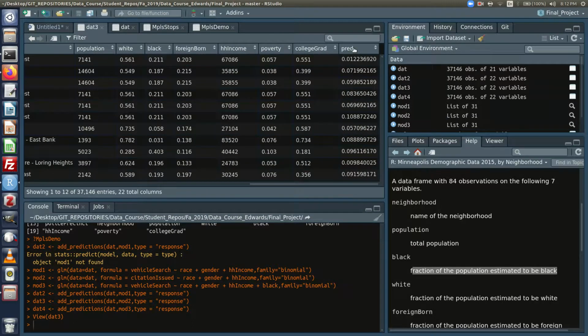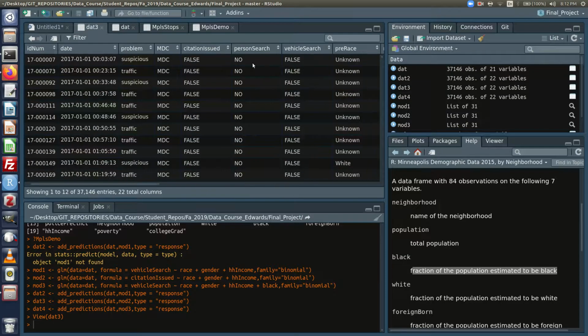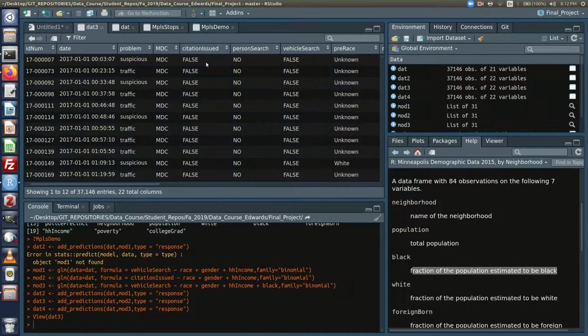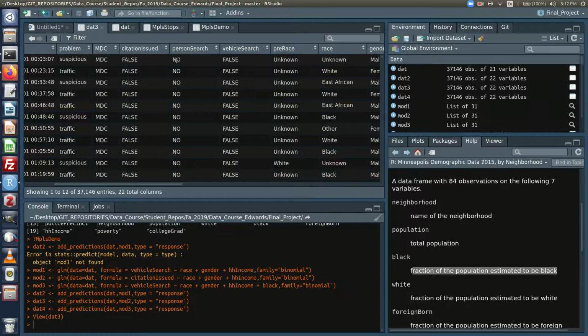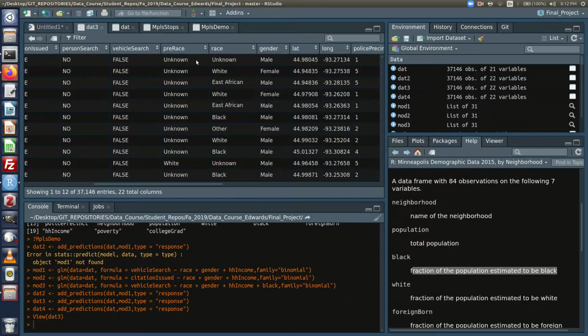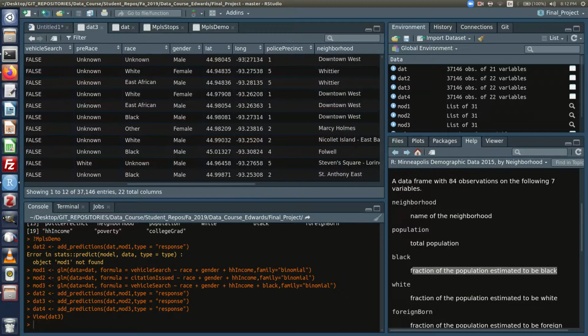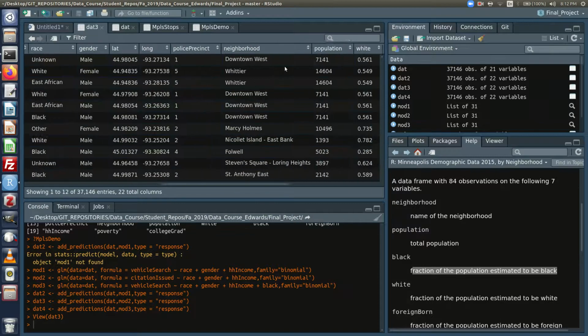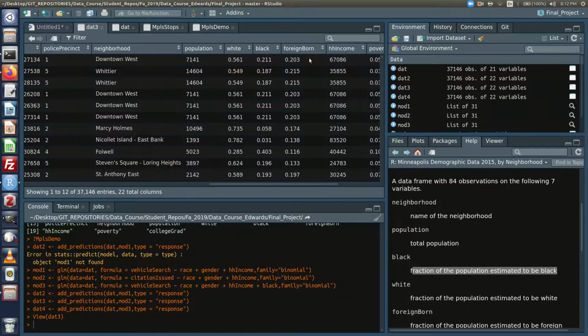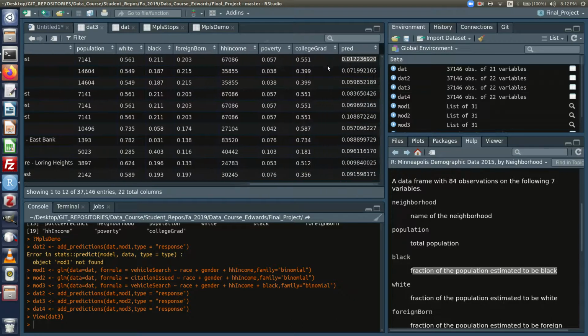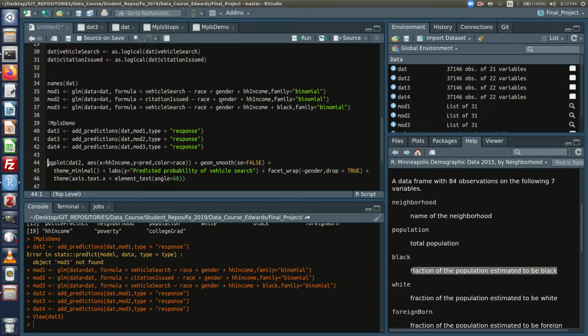There it is, our prediction column. So this first row here, this person had a predicted chance of being searched at 1.2%. There was a suspicious, whatever that means. Citation was not issued. Person and the vehicle were not searched. Unknown race, male, at these latitude and longitudes, that police precinct. And here's the demographics. Okay, that's what our model told us.